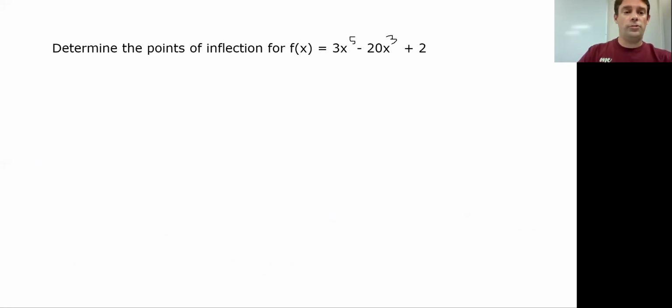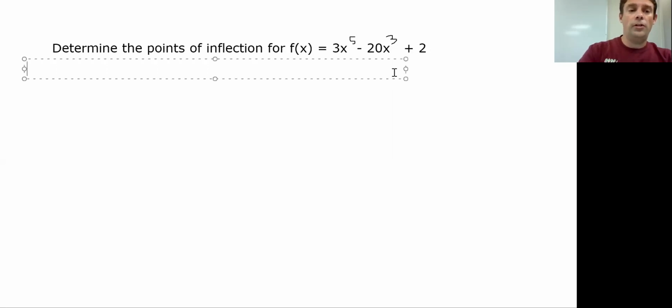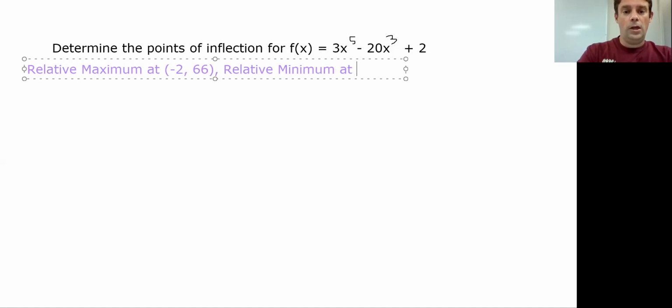All righty, let's try this here. By the way, this is another one that we've done before already, right? And we found out on this one, when we did this yesterday, we had a relative max at negative 266. We had a relative minimum at 2, negative 62.